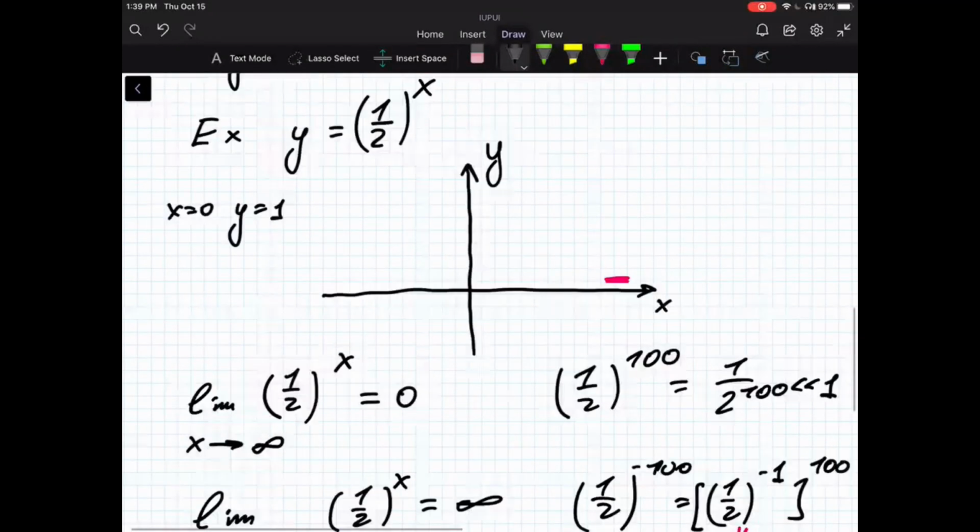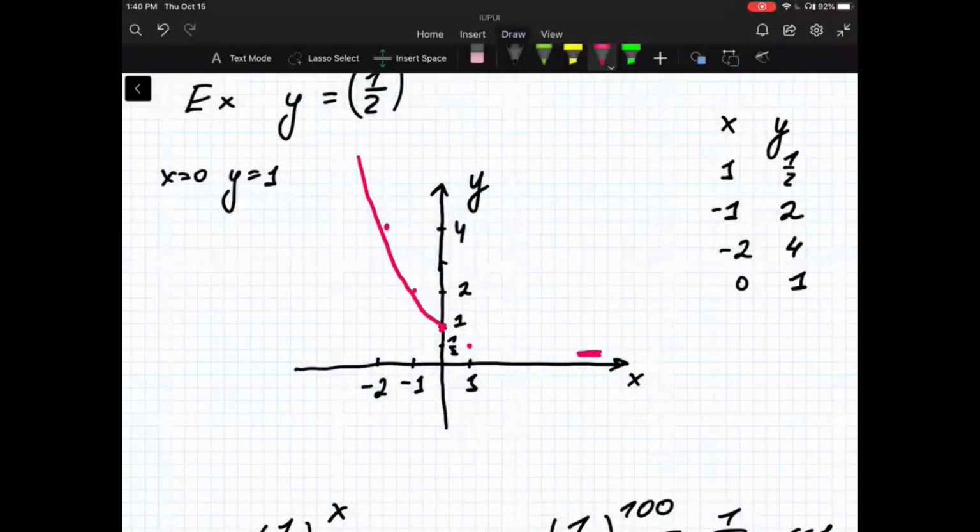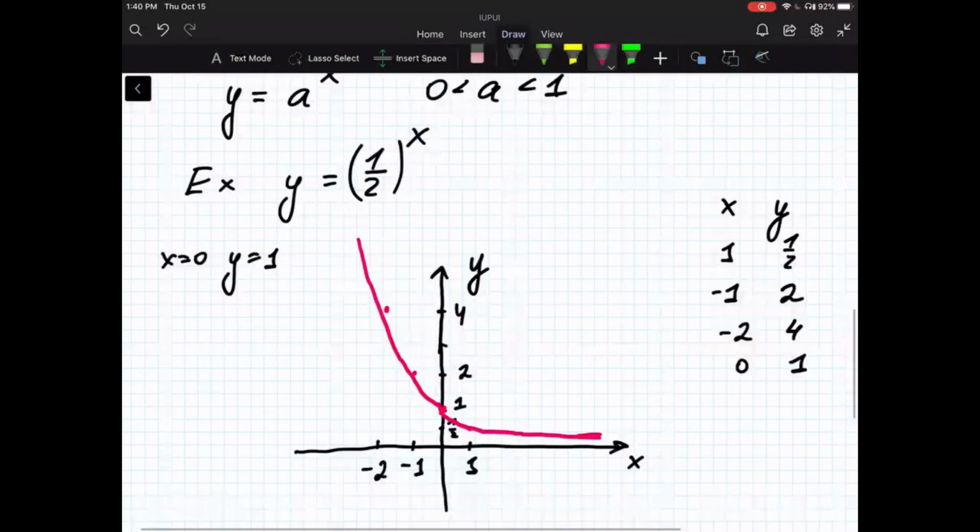And again, you can create a table with x and y values. When x is equal to 1, your y is 1/2. When x is equal to minus 1, it's 1/2 to the power minus 1, which is 2. That's what we discussed. If it's minus 2, it is 4. At 0, it's 1. And so again, what you will see is that it looks like that. So it's very similar to this one.